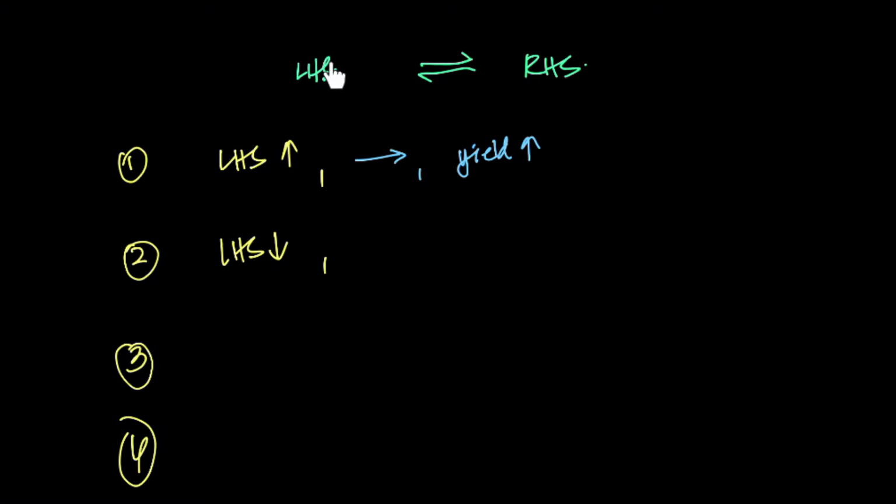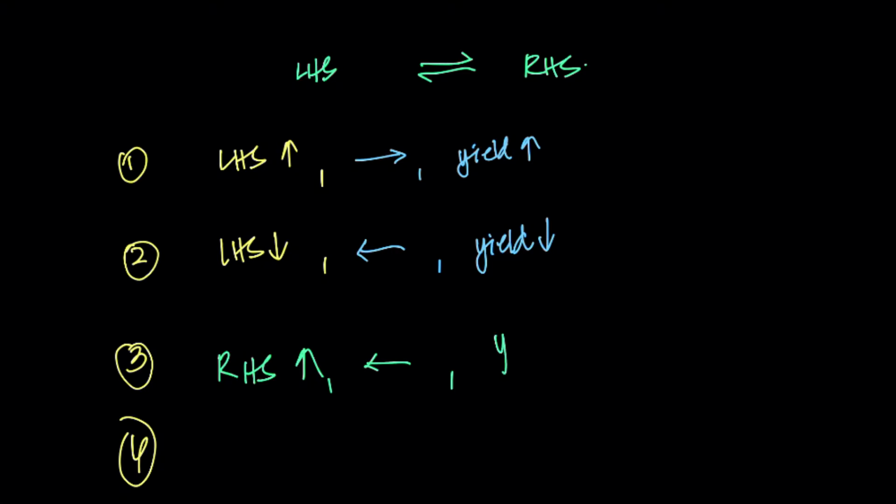Then if you decrease the left hand side, the equilibrium shifts left and the yield decreases. Now, let's go to the right hand side. So the same thing, you can do the right hand side. You can increase the right hand side. If you increase the right hand side, the equilibrium will do the opposite, which is decrease it. It can only decrease the right hand side by going backwards.